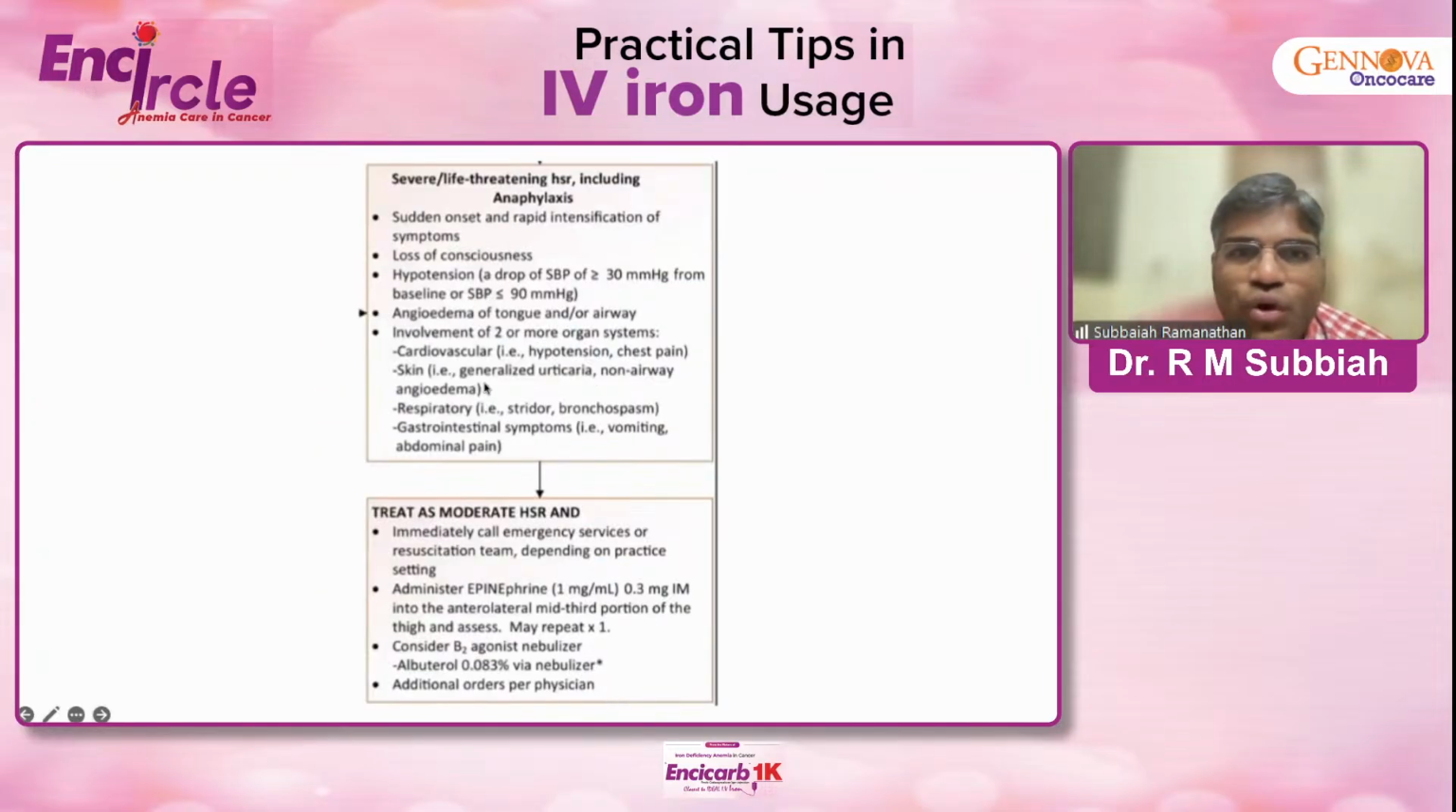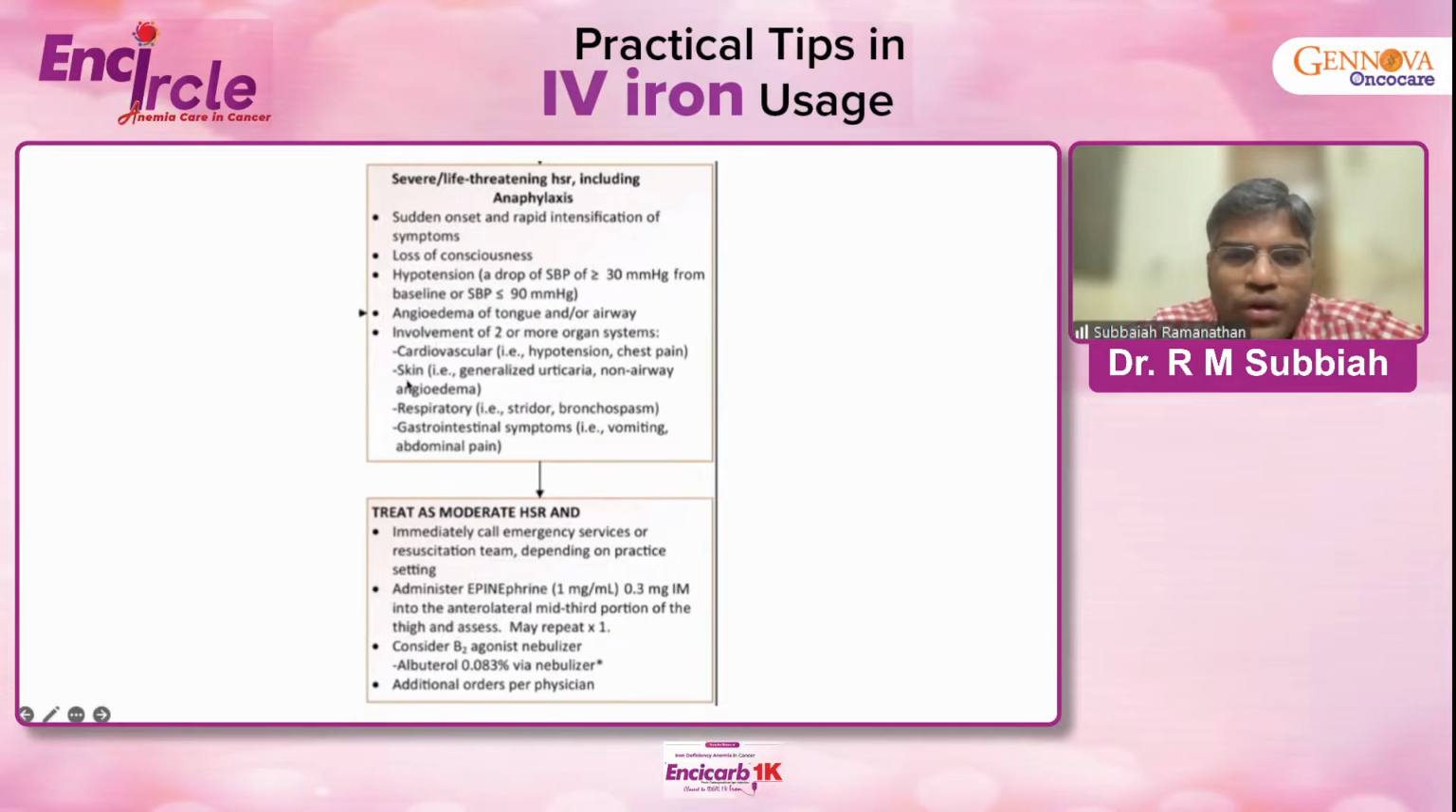So anaphylaxis, you all know well, sudden onset and rapid intensification of symptoms. Patients might lose consciousness. Hypotension can happen where there's a drop of systolic BP of more than 30 from baseline, or the BP goes to less than 90 millimeters of mercury, the systolic. Angioedema, a very nice sign. So the tongue, lips and all gets swollen, especially laryngospasm can cause stridor.